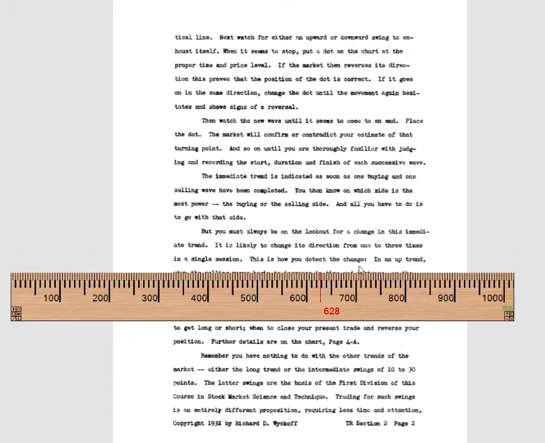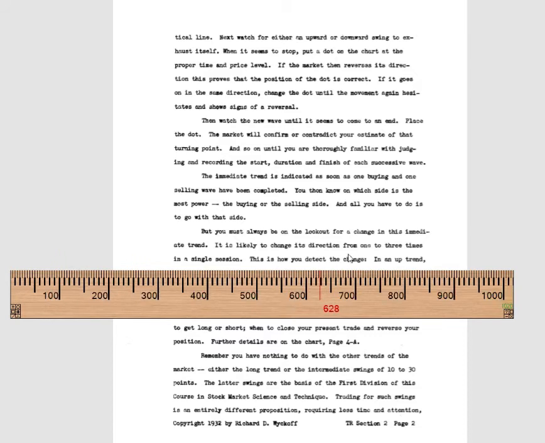It's likely to change direction from 1 to 3 times in a session. This is very important because this is what happens depending on the volatility. So this is how many trades you should be taking, 1 to 3 per day. That's what he's saying, because you're always trading with the trend. So if it changes 1 to 3 times, you trade 1 to 3 times.